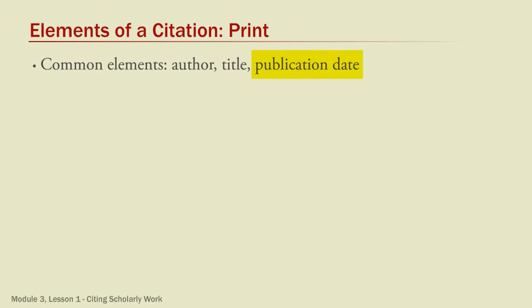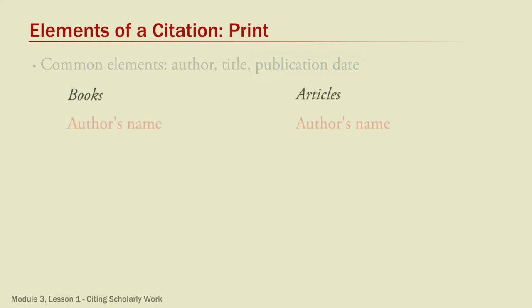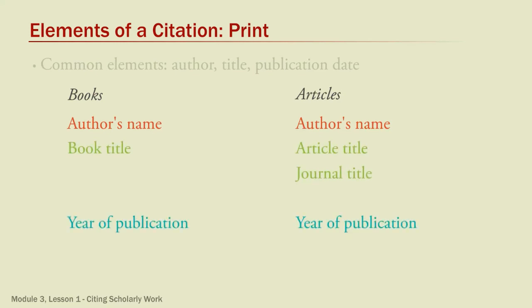Publication date. When was the work published? Are there multiple editions or revisions? If more than one date is given, use the most recent one in your citation. For both books and journal articles, MLA style requires the author's name, the publication title and/or article title, the publication date, and the format, such as print or web.